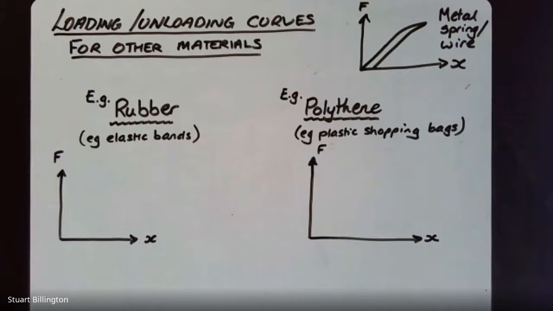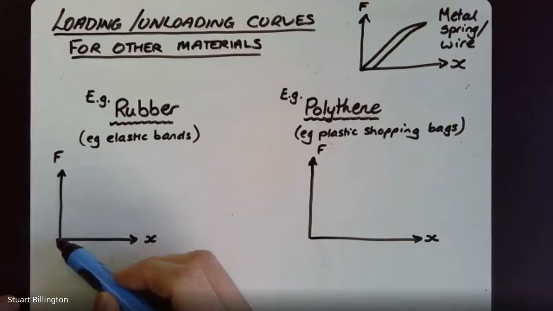One is rubber. And so an example of an object made of rubber might be elastic bands. And I also want to talk about plastic things. So we can have a look at polythene for that. Not all plastics behave in the same way, but polythene is a good example. Okay, so the loading and unloading curves for these materials are subtly different to the one for the metal spring, and you need to know kind of why.